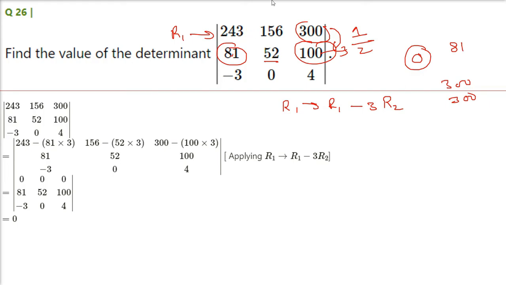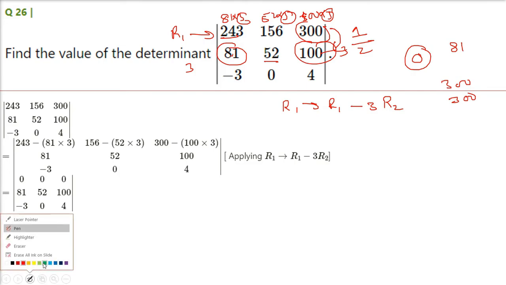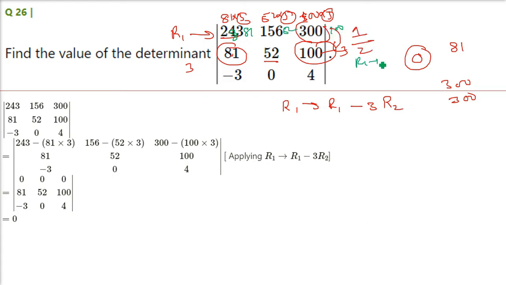We subtract them. So we are changing R1 to R1 minus 3 into R2, because 243 is 81 into 3, 156 is 52 into 3, 300 is 100 into 3. You can take 3 outside anyways. So 2 rows become the same. You can do it using the row properties, or you can just subtract these two, or you can say 2 rows are the same, so the determinant is 0. 2 columns are the same, determinant is 0. So this 0, 0, 0 says the whole row is 0 and the determinant is going to be 0.